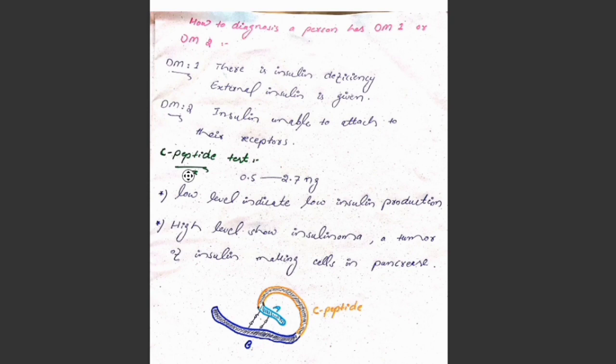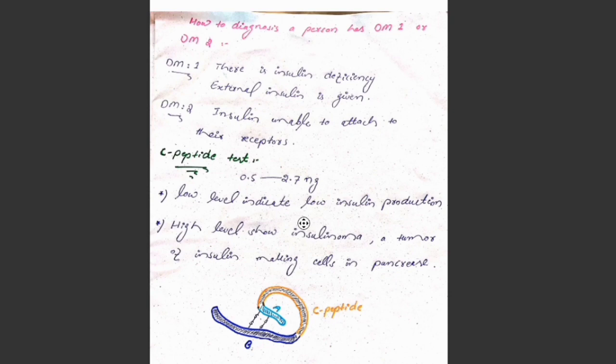C-peptide test: the normal value of C-peptide is 0.5 to 2.7 nanogram per ml in the blood. And suppose a person has a low C-peptide value, below 0.5 nanogram per ml, so it indicates that there is low insulin production. And if there is low insulin production, the person may have type 1 diabetes mellitus.